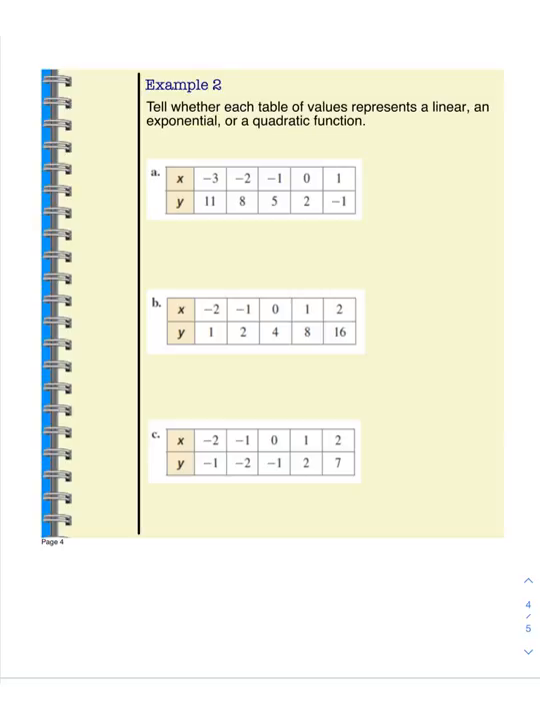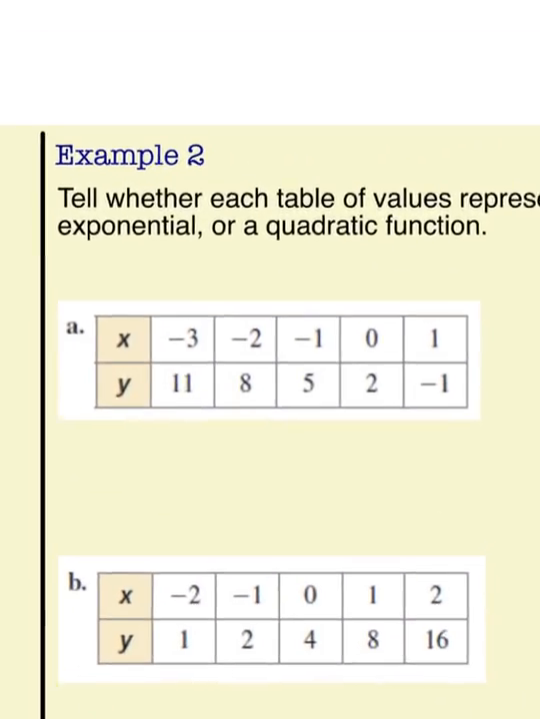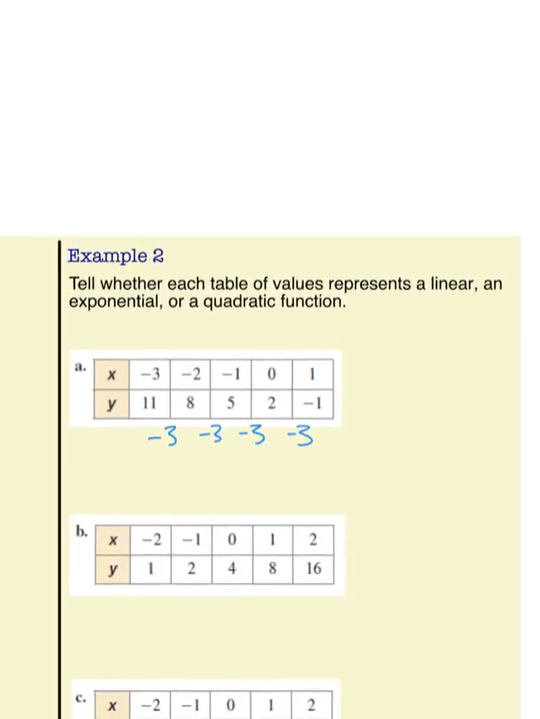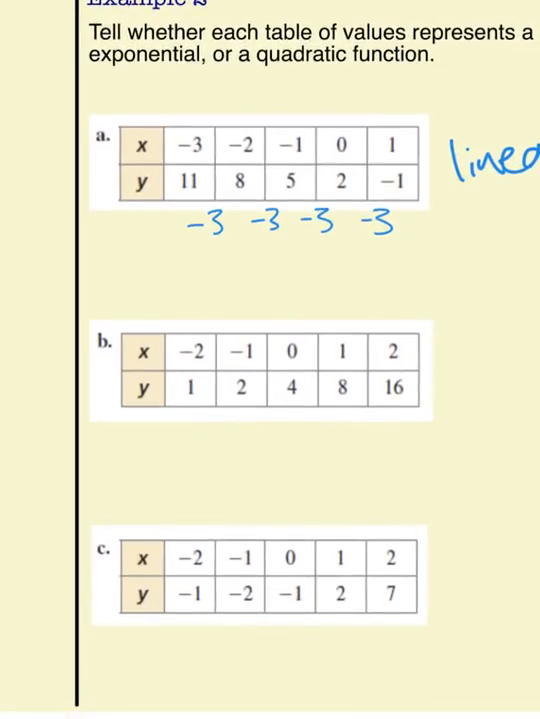All right, so here we're going to tell whether each table has a linear, exponential, or quadratic function. If you notice, the x values in each of the tables each increase by 1. So we're going to focus more on the y values. Let's look at table A. The y value from 11 to 8 moves down 3. It subtracts 3. Then from 8 to 5, it subtracts 3 again. 5 to 2 subtracts 3. 2 to -1 subtracts 3. It has a constant rate of change. It's subtracting to get to the next term. We call that linear.